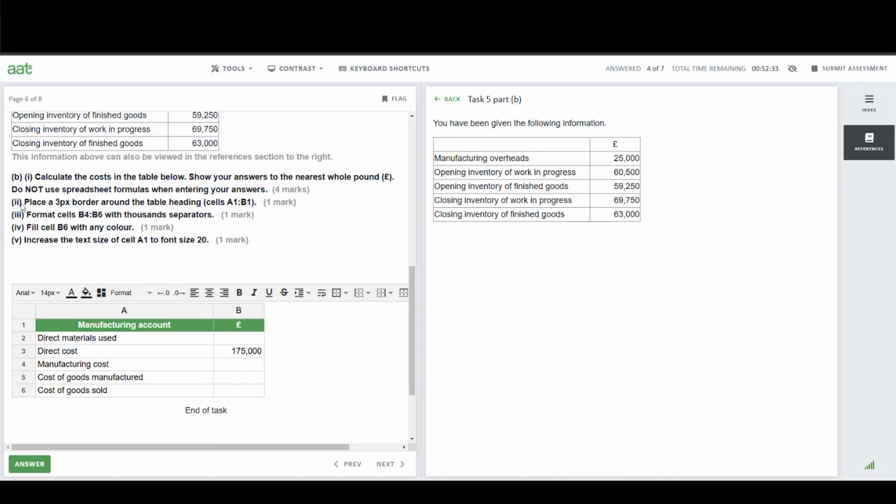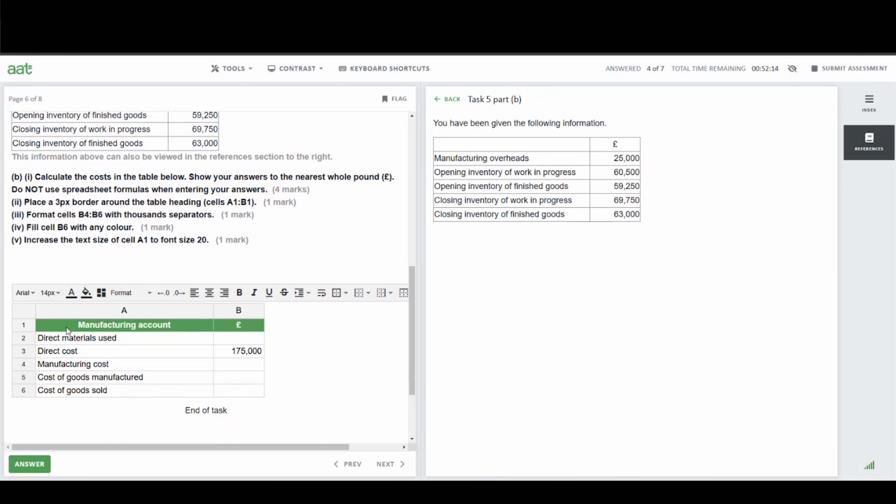We've then got a series of tasks about formatting the information in the table, in the spreadsheet. We'll have a look at that in a moment. Let's get the calculations done first of all. So calculate the costs in the table below.